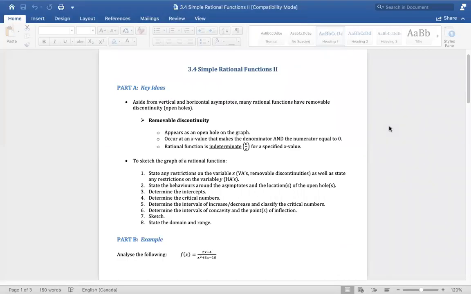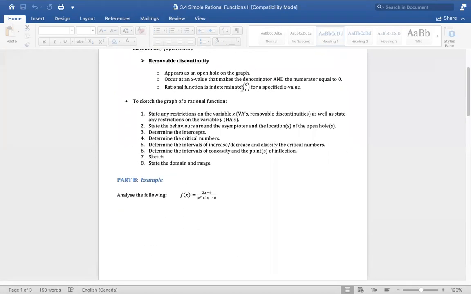For our simple rational functions part 2 lesson, we've looked at horizontal and vertical asymptotes, but now we're going to be looking at open holes like we looked at in previous chapters. Many rational functions have removable discontinuity, which is an open hole. With removable discontinuity, it will appear as an open hole on the graph. It occurs at an x value that makes the denominator and the numerator equal to 0.